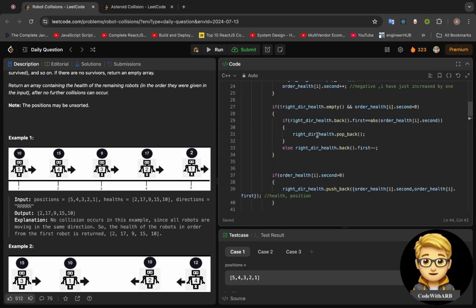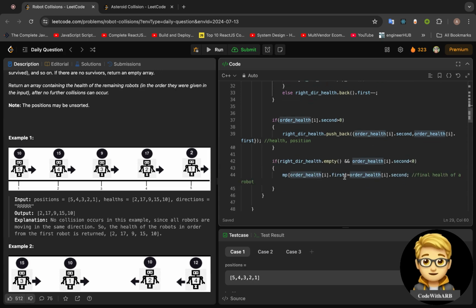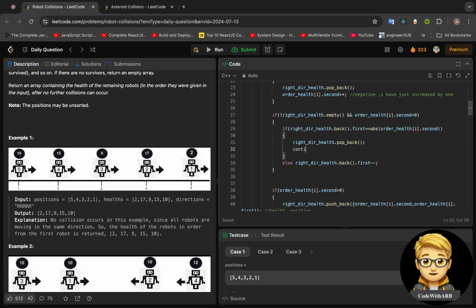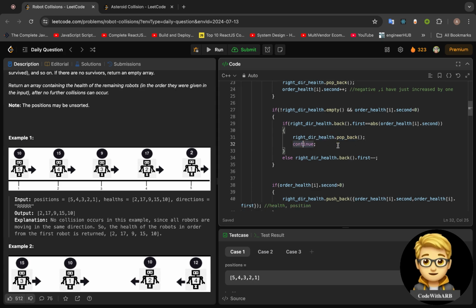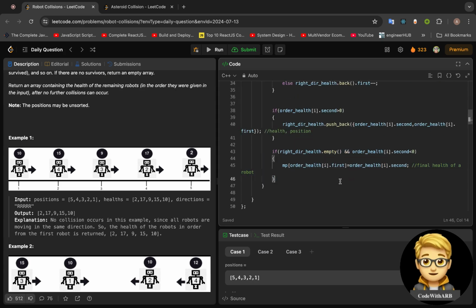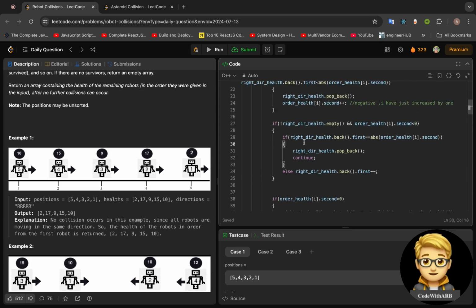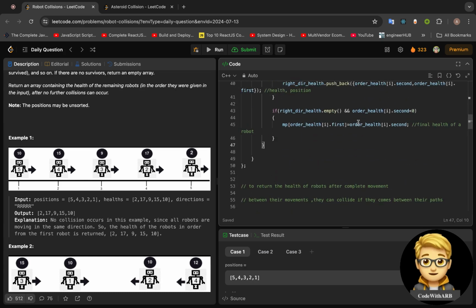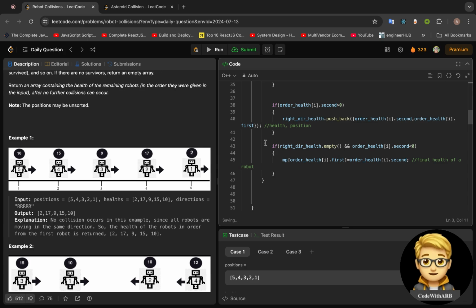One thing you have seen here is that if both are destroyed, they need not be in my answer. So after this there should be a continue, because if I don't continue, this will go and get stored in my answer, which should not happen, because both are destroyed in this case. So this is how we have stored all the final health values according to the position of each robot. Now I need to return the vector of each robot according to the starting position, so I will take an answer.